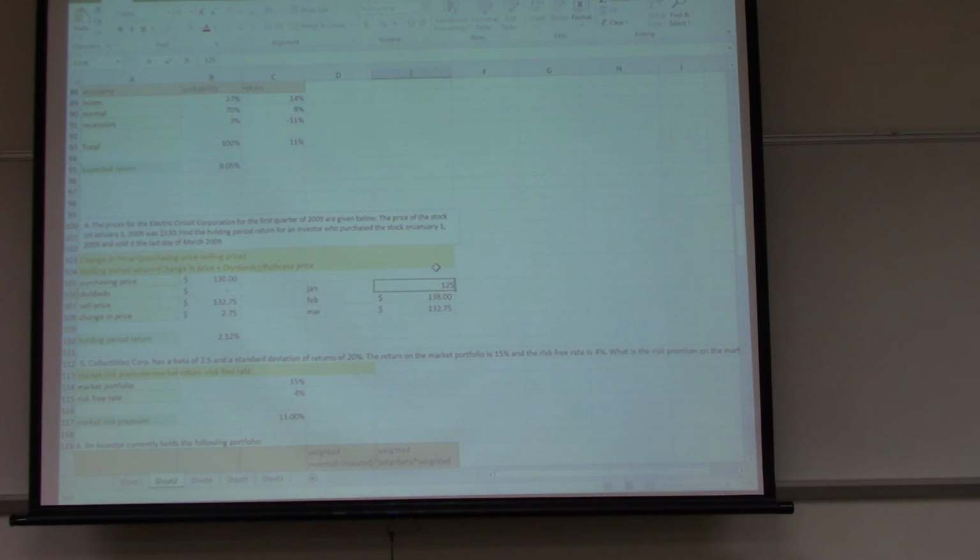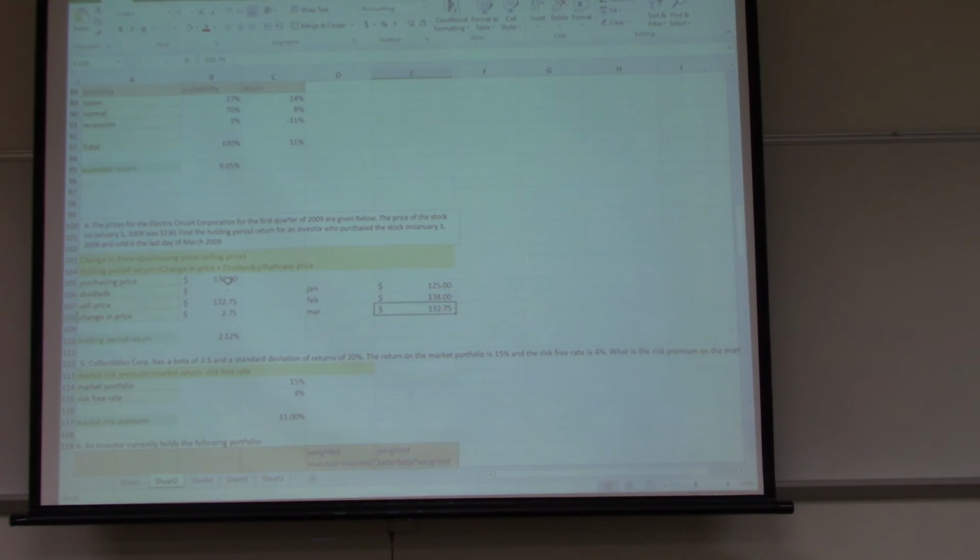The purchasing price should be 130, right? Yeah, well, that's the end of January. Oh, yeah, okay, never mind then. Since it was purchased January the 1st, that's going to be your $130, and then it's sold on the last day of March, which is right here, 132.75. So you use 130 as the purchasing price and 132.75 as the selling price.